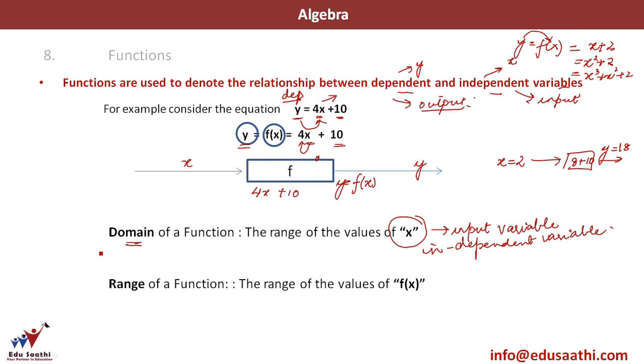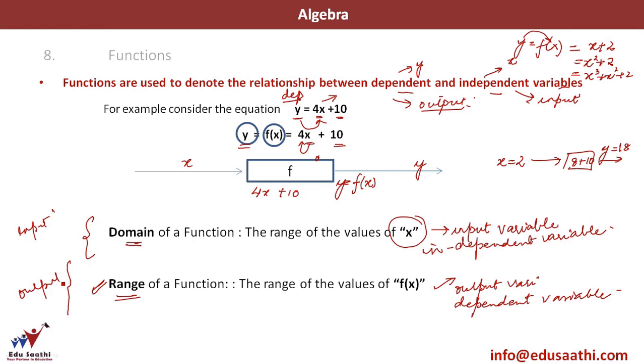The second being the range of the function. Range of the function will be all the values of f(x). That means all the set of values of output variable or dependent variable would be termed as range of the function. So independent is domain, or the set of values of input. The set of values of output or the dependent variable would be termed as range. These are very important terms when you are doing your questions on functions.